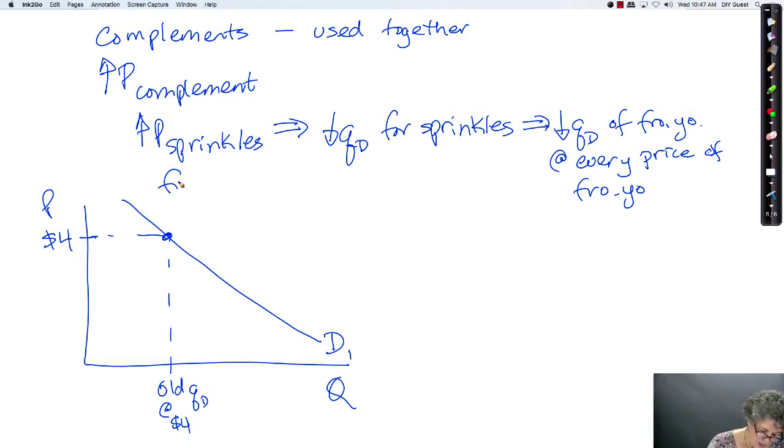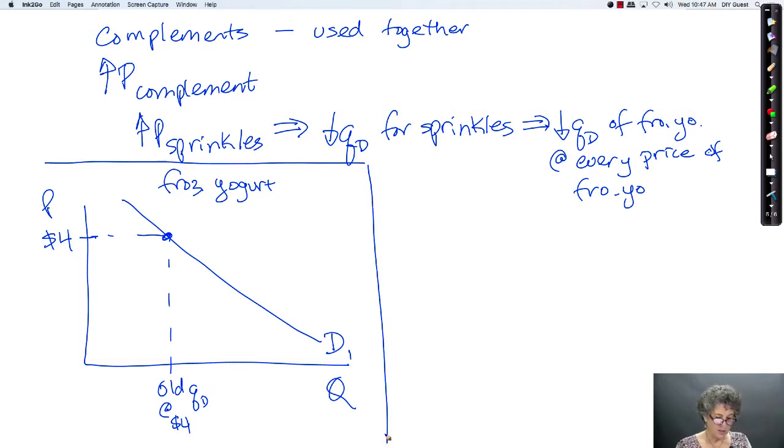So let me write up here just to be sure. This is the market for frozen yogurt. How much frozen yogurt do I want to buy in a week? So sprinkles went up. I don't want as much frozen yogurt. I can't have my chocolate yogurt without my sprinkles. So the sprinkles are more expensive, and I'm not going to buy as much frozen yogurt. The quantity demanded goes down. There's a new lower quantity demanded at that price of $4. And that's going to happen at every possible price of frozen yogurt.